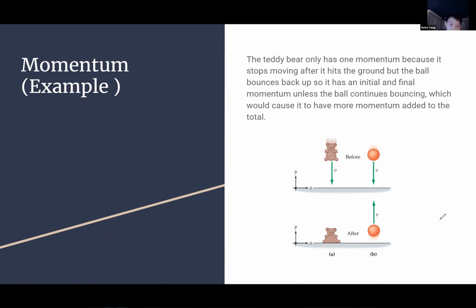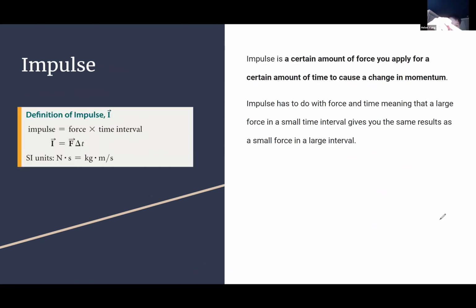Okay, so now we'll talk about impulse. Impulse is the force you apply for a certain amount of time. For example, if you're playing baseball and a ball is coming at you, then you would hit the ball with a force over a certain amount of time to get the ball to move somewhere. And that would create an impulse. So the definition of impulse is force times the change in time.